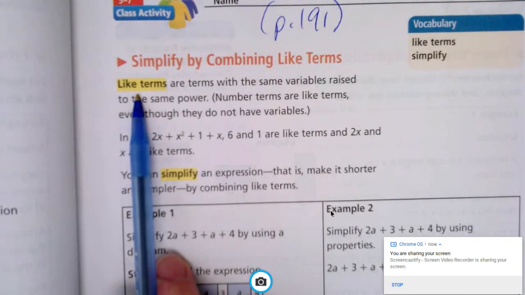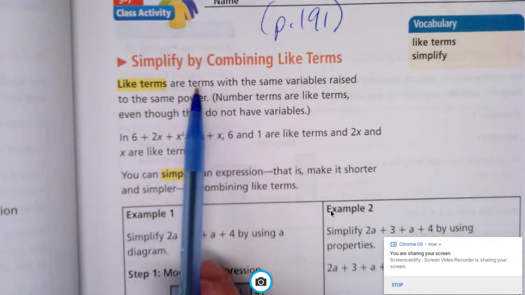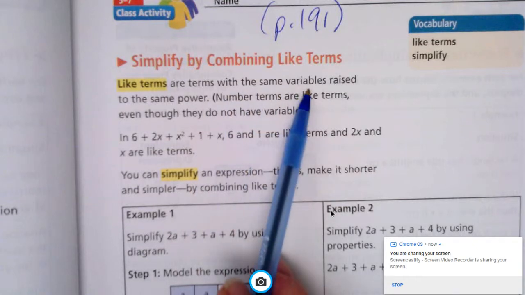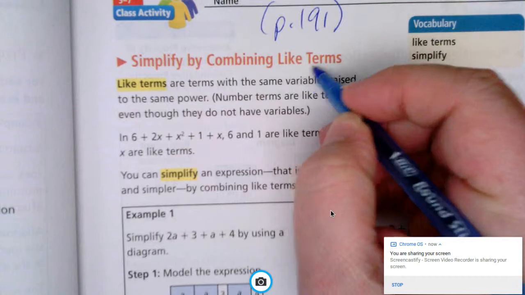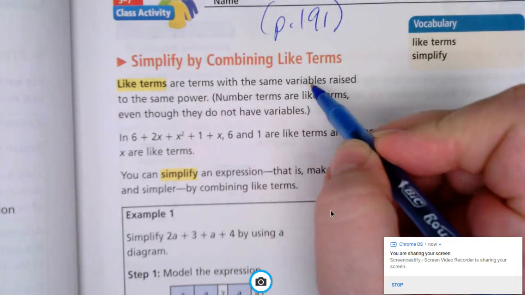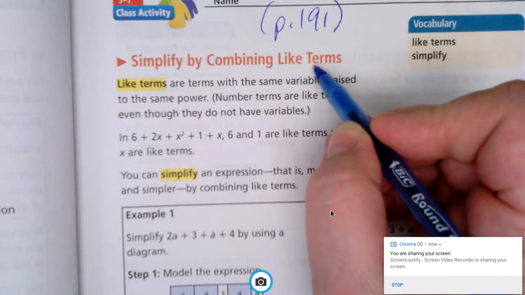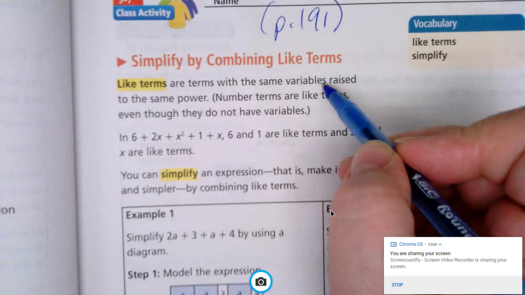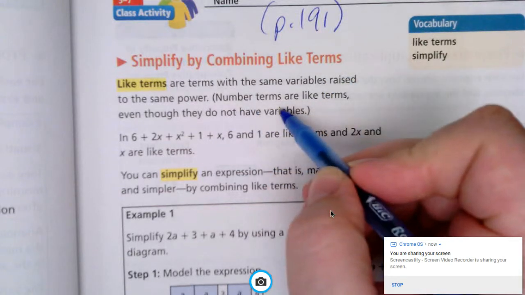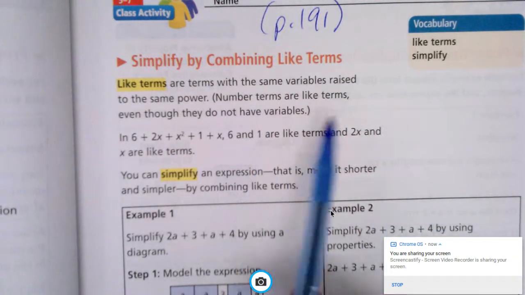So here's the first vocabulary word, like terms. We've heard about common denominators or like denominators. So these are terms with the same variables. So remember, that's a letter that takes the place of a number, raised to the same power. So we might see an a raised to the second power, and maybe there's another a raised to the second power. Number terms are like terms, even though they do not have variables.